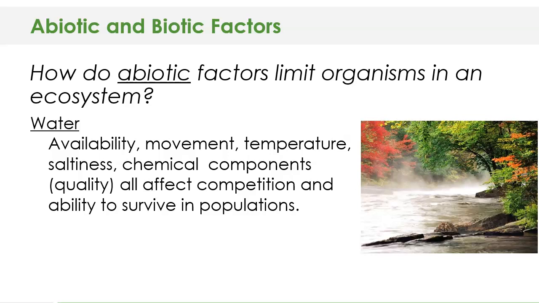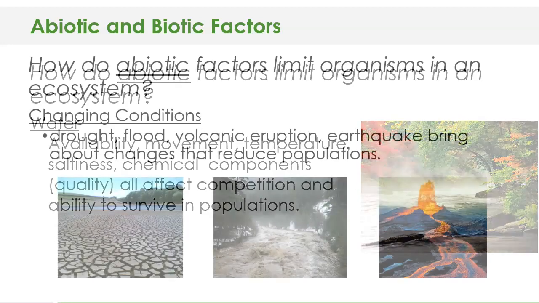We've talked about this if you were at PCA in 6th grade when we talked about water quality. We talked about how the temperature of water can affect things. We talked about salinity, and we also talked about some of the chemical components that can affect the quality, whether or not the water is polluted, or whether or not there's a lot of oxygen in the water. All of these things can affect what is able to live there and therefore affects how much competition there is for food and for survival of populations.